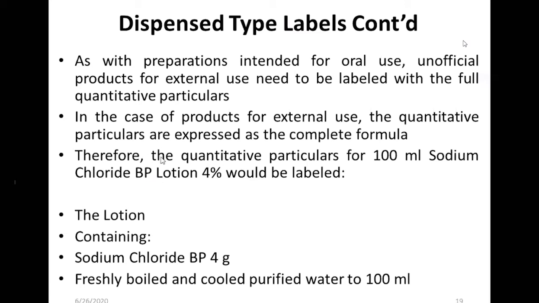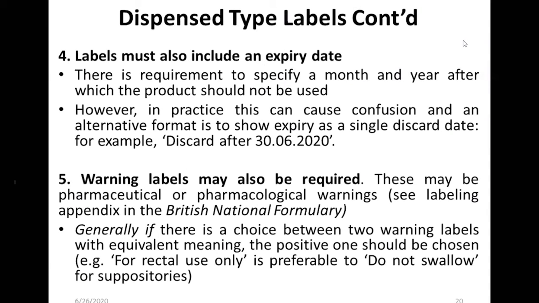Sodium chloride BP, that's British Pharmacopoeia, lotion, 4%. So the 4% means that it's 4 grams in 100 ml. So the lotion you have stated contains sodium chloride BP 4 grams, freshly boiled and cooled purified water to 100 ml. You put your 4 grams in a bottle or container, then add freshly boiled cooled water up to the mark of 100 ml. After that you shake the contents, make sure it is well mixed, and then you label and give to the patient.